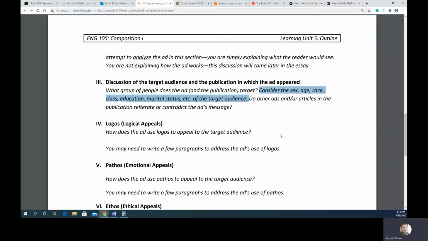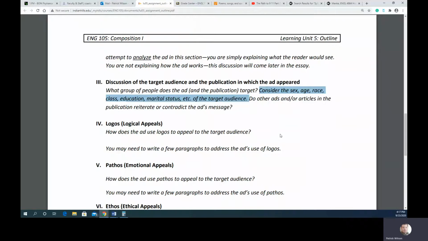You can think about the class. And what I mean by class is, does it fit a middle class? Is it more for a rich class? Is it more for a poor or lower class? That's what I mean by class. And the education: is it high school level? Is it a 2-year college? Is it a bachelor's degree? Is it master's level? Is it professional? That type of deal.